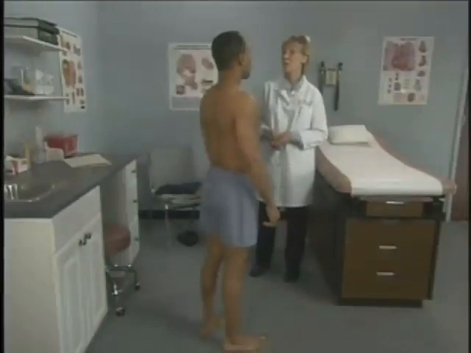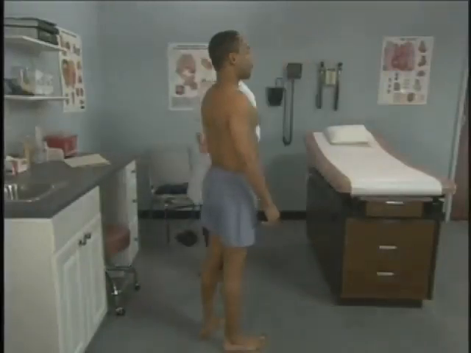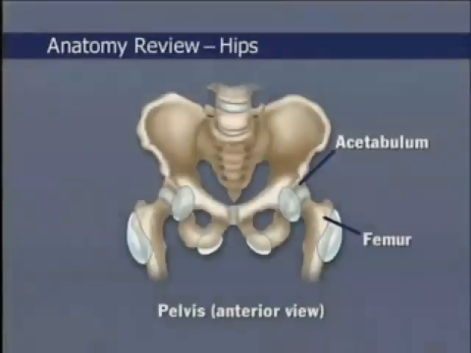To prepare for examination of the hips, let's review the pertinent anatomy. At the hip joint, the femur articulates with the acetabulum, a cup-like cavity in the pelvis. The hip joint lies deep to the inguinal ligament and lateral to the femoral pulse. Because of its overlying muscles and location deep in the pelvis, the hip joint is not readily palpable.